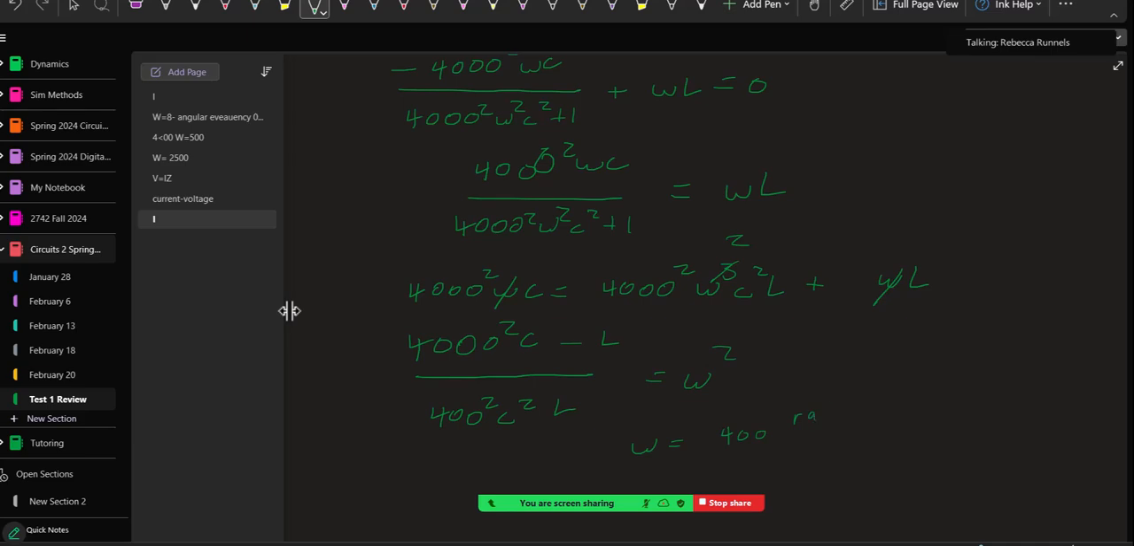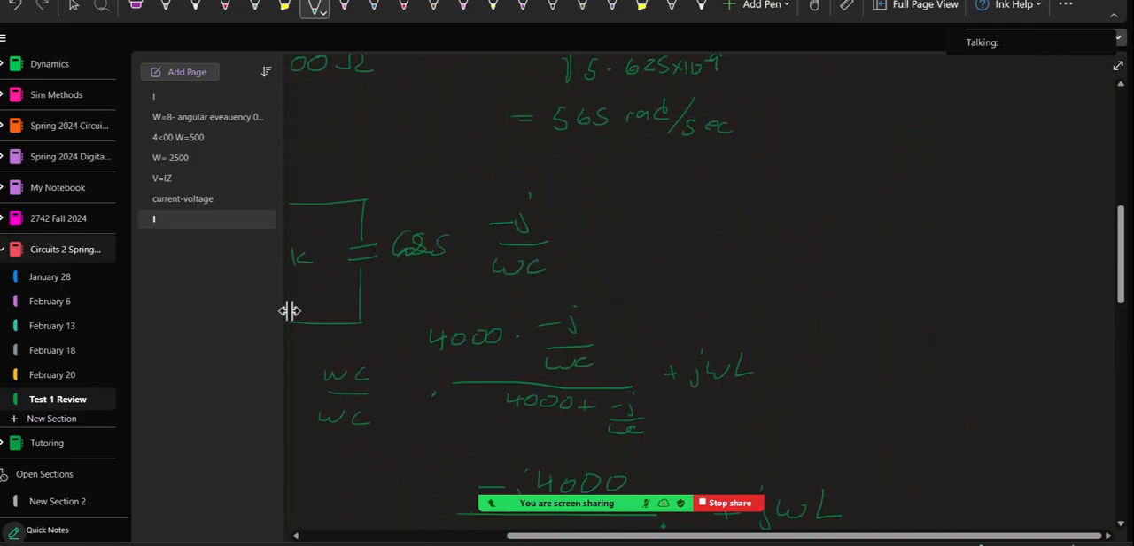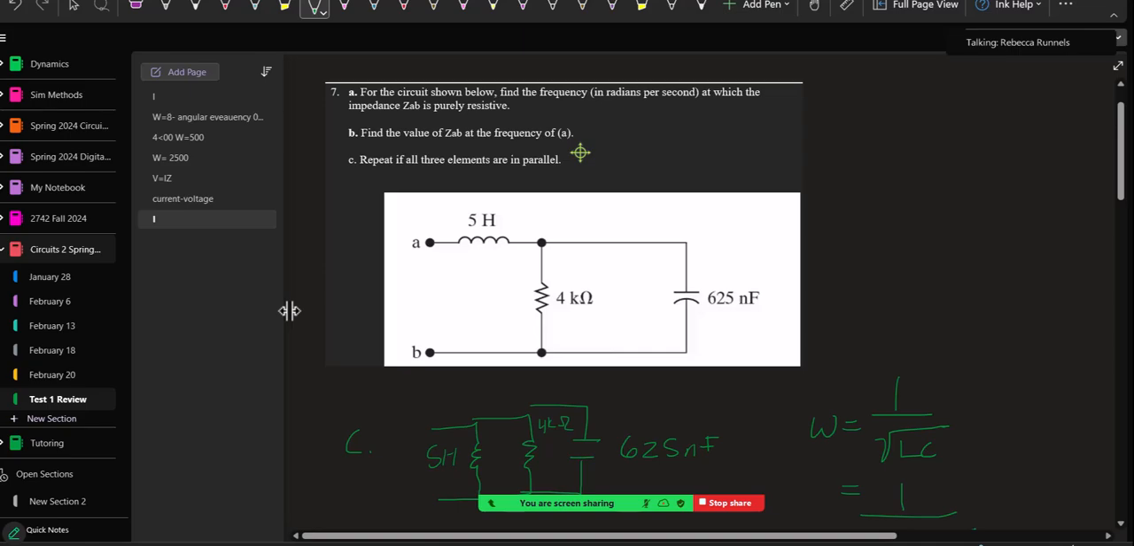Now, do I think you'd have one like this? No. Do I think you'd have one like part C? Yes. Part C was if they were all in parallel, because then that's easy.